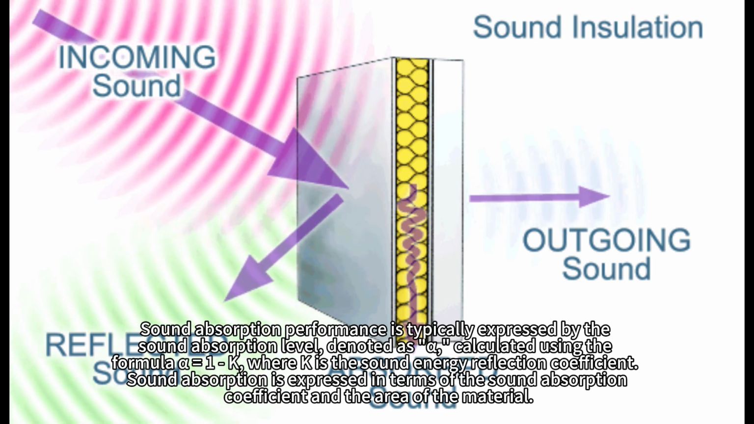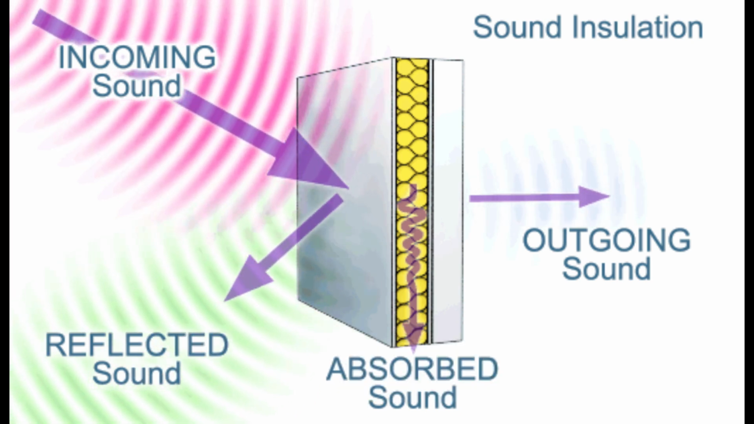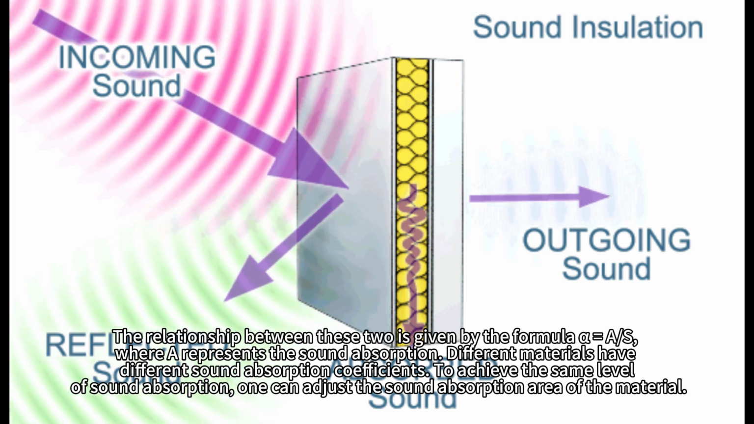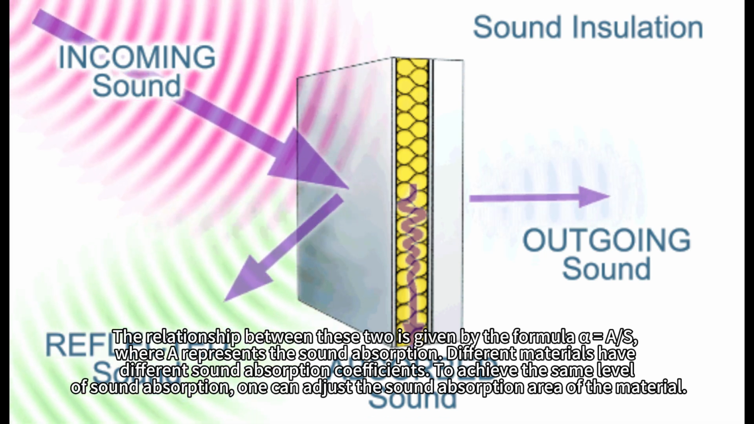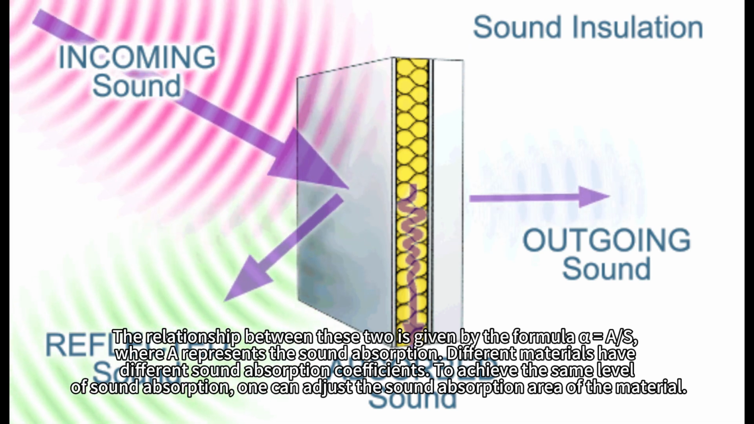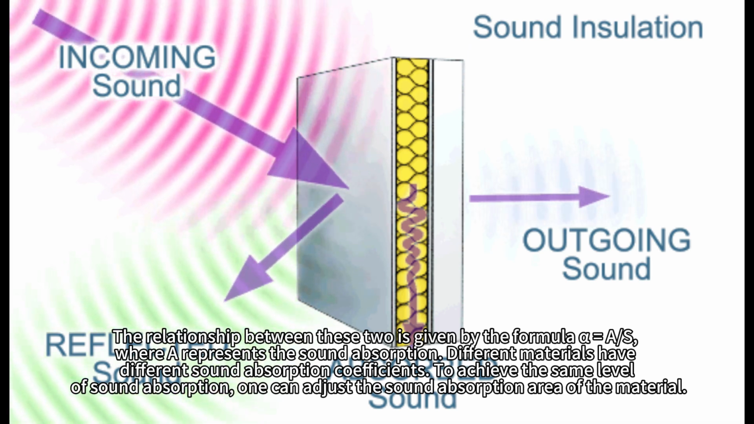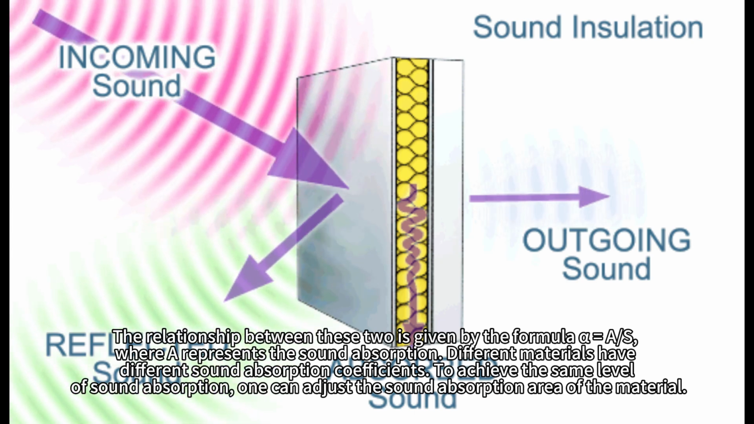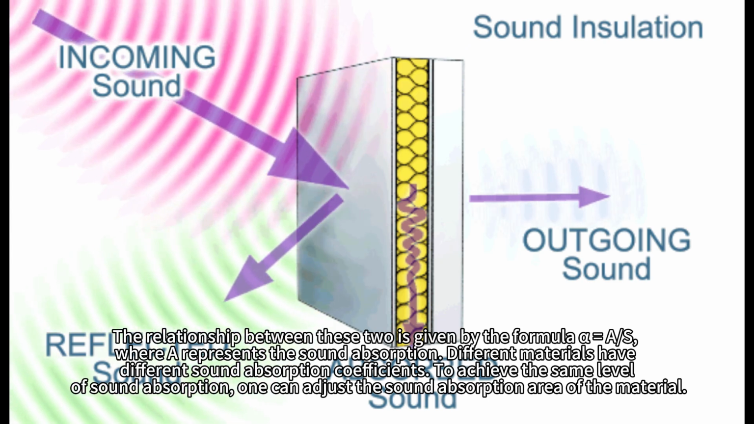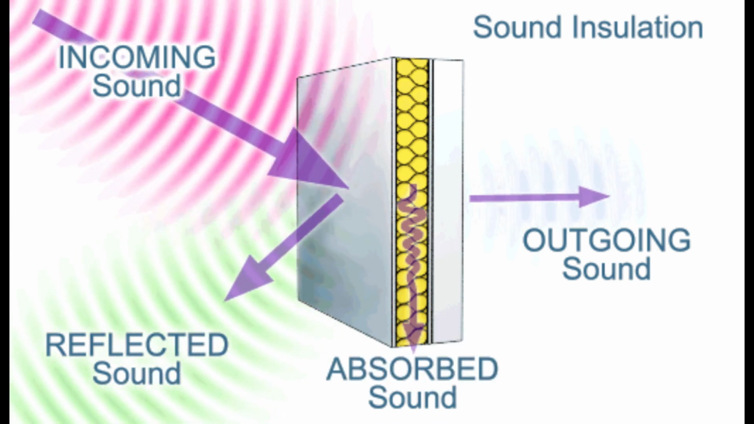Sound absorption is expressed in terms of the sound absorption coefficient and the area of the material. The relationship between these two is given by the formula alpha equals A by S, where A represents the sound absorption. Different materials have different sound absorption coefficients. To achieve the same level of sound absorption, one can adjust the sound absorption area of the material.